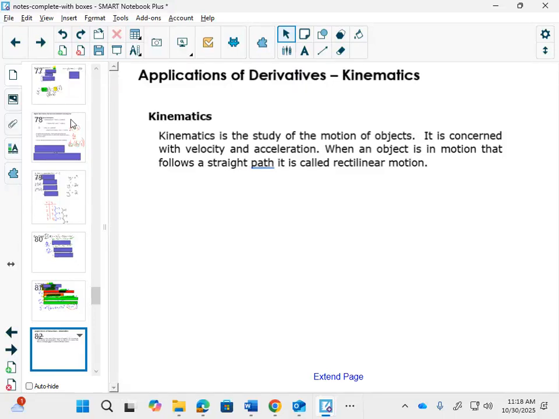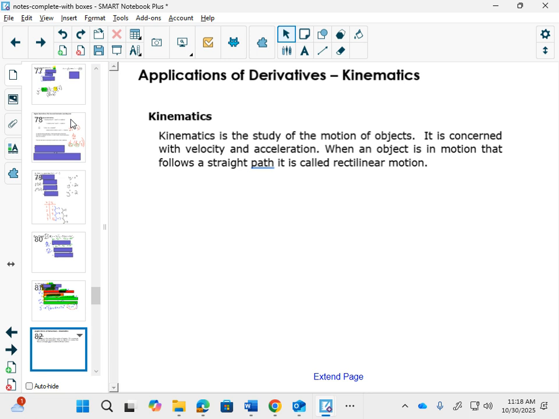Applications of derivatives to kinematics. Distance, speed, and time. So what is kinematics? The motion of objects. This is like physics. So now we're going to apply our calculus to give us understanding of physics.